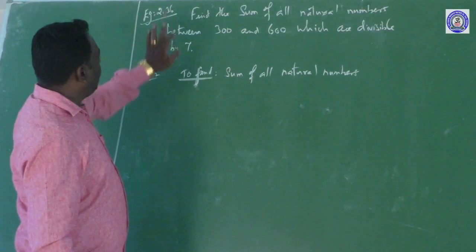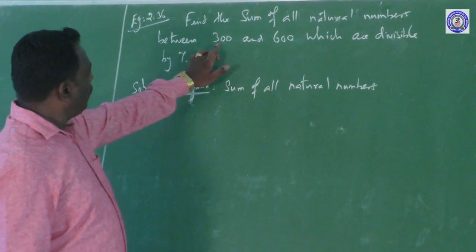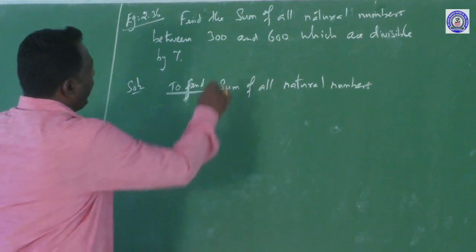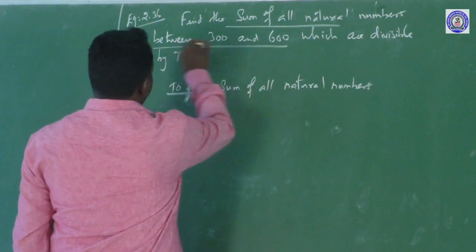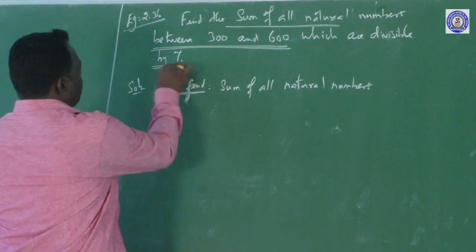Okay, see the next one, an important question. Example number 2.36: find the sum of all the natural numbers between 300 and 600 which are divisible by 7. Find the sum of all natural numbers between 300 and 600 that are divisible by 7.